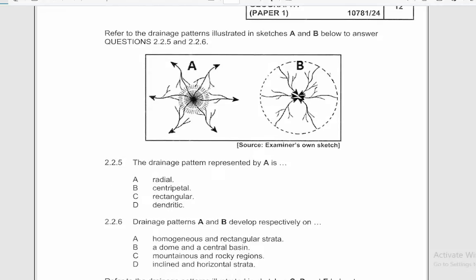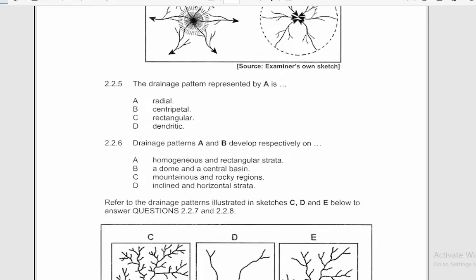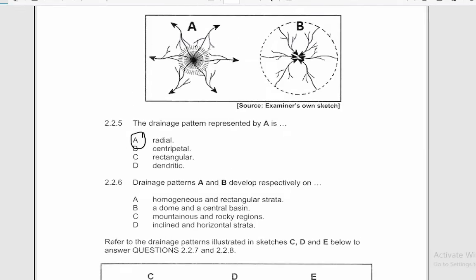Right, drainage pattern at A, we've answered that A is radial. Drainage patterns A and B develop respectively. Respectively, we are saying in that order. The first response is answering A, the second response is answering B. So the correct response there is response number 2.26B, a dome and a central basin.